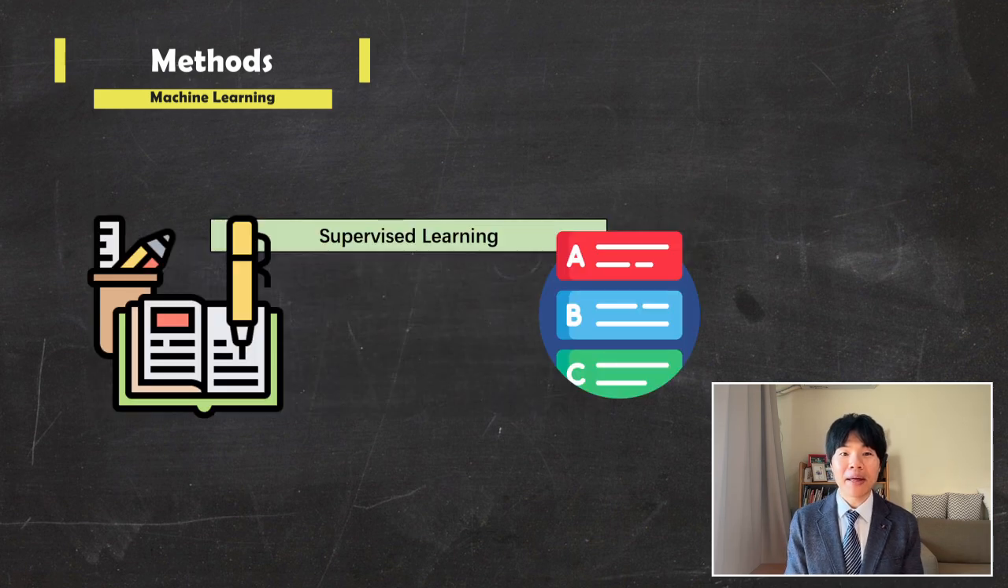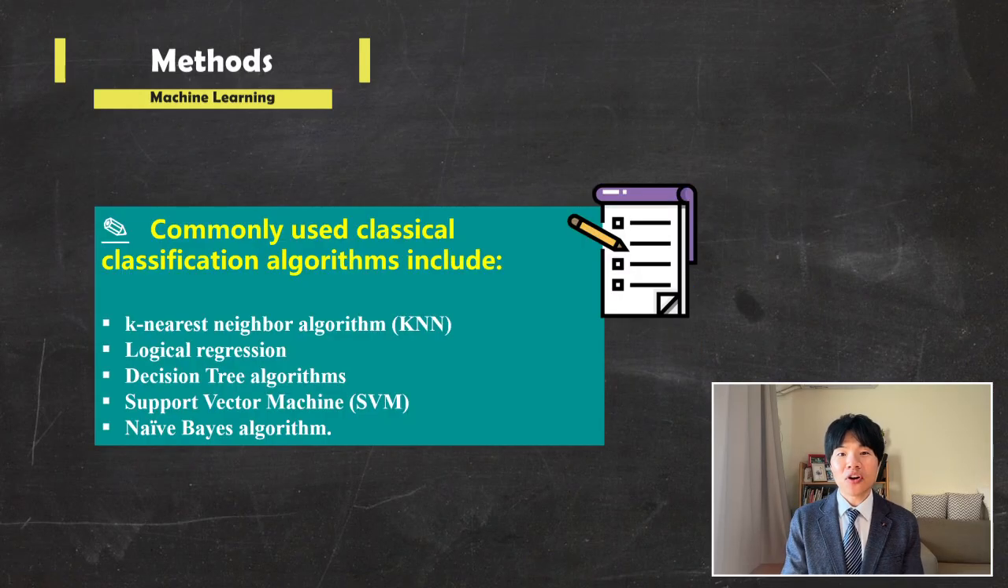Let me give you an example. Imagine a student learning where a teacher provides the answers to the homework. By comparing their answers with the correct ones, the students can achieve better learning outcomes with this method. Supervised learning mainly deals with classification and regression problems, and it can be used to build classification models and regression models.